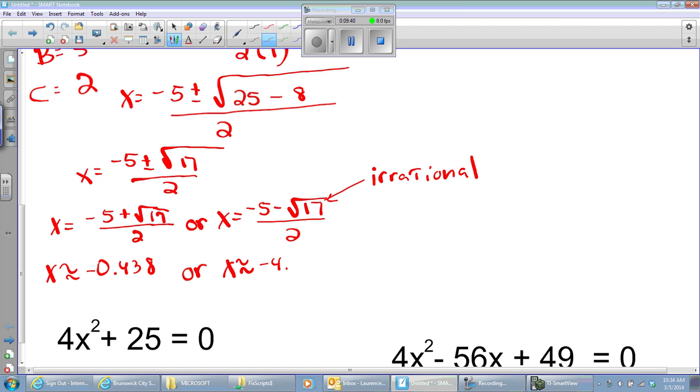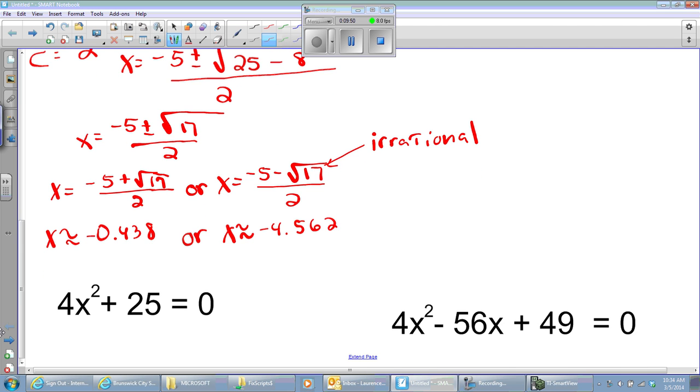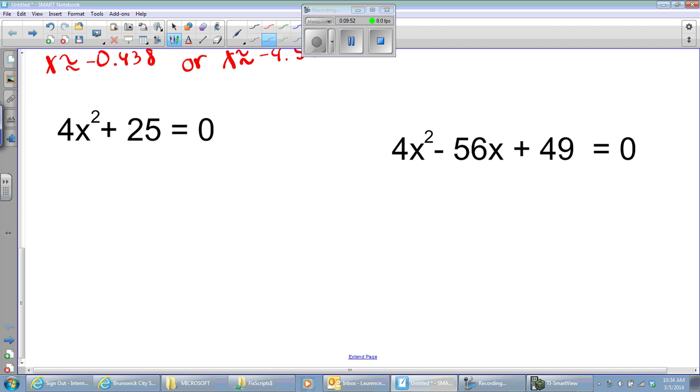Okay, so the other answer is negative 4.562. And there we go. That's what the quadratic formula can do for us. There's no way we could have factored this problem, but the quadratic formula can solve it. Now, remember a problem like this, if you tried to factor it, we said this was prime. There was no perfect sum of perfect squares. I can go to the quadratic formula. It's been a while since I sang it.